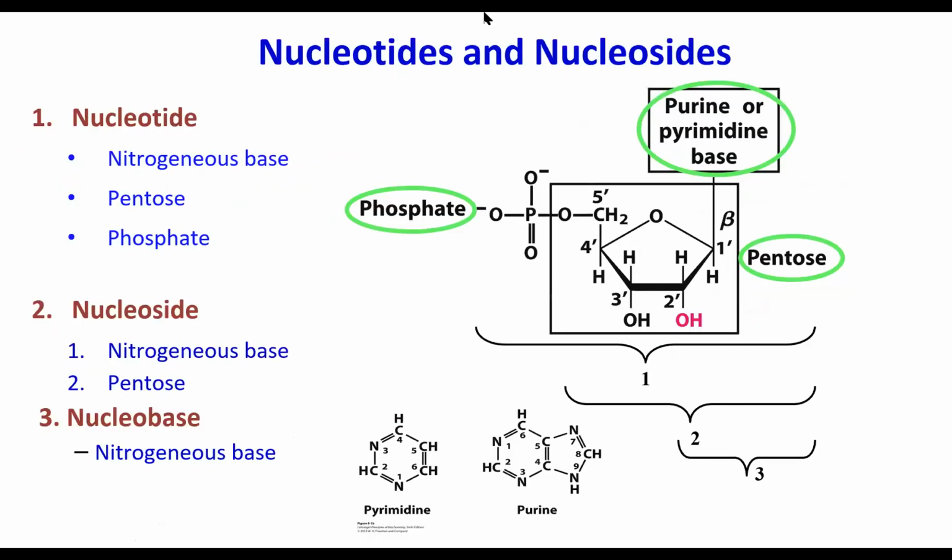So what does a nucleotide contain? A nucleotide contains three things. There is a nitrogenous base, we're going to talk about it in the end. There is also a pentose and there is a phosphate. Let me just start with something that you are really familiar with, and that is the pentose.